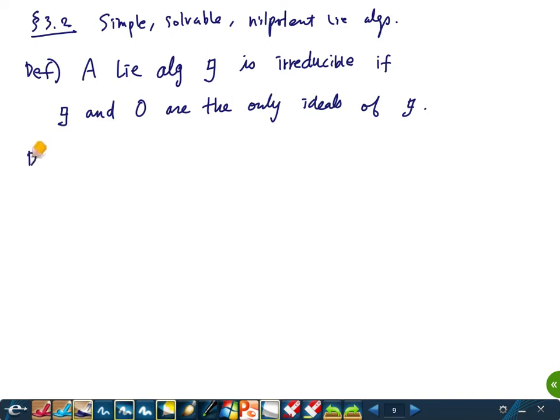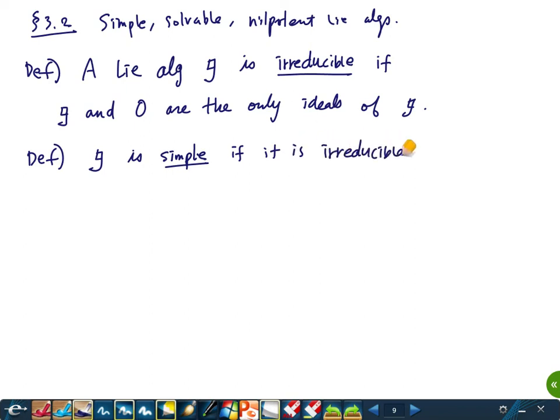And this definition is interesting. G is simple if it is irreducible and the dimension is greater than or equal to 2. Now, this definition is a little strange, but that's the way it is. It is irreducible, but we don't want to say that a dimension 1 Lie algebra is simple. We don't want to say that. So just assume this by definition.